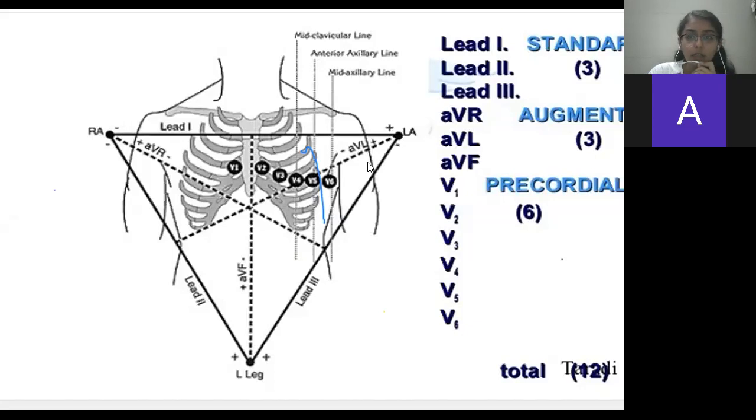Then you have AVL, which is on the left arm. Yes, AVL on the left arm and AVF on the left foot.